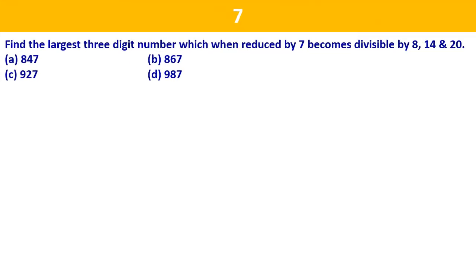Problem number 7. Find the largest 3-digit number which when reduced by 7 becomes divisible by 8, 14 and 20. Now this is a model 1 only. The required number will obviously be LCM of 8, 14 and 20 plus 7, because only when you reduce that number by 7 does it become divisible by 8, 14 and 20. So the required number will be LCM of these 3 plus 7, so that when you reduce it by 7 it becomes divisible. Okay, so what is the LCM of 8, 14 and 20?